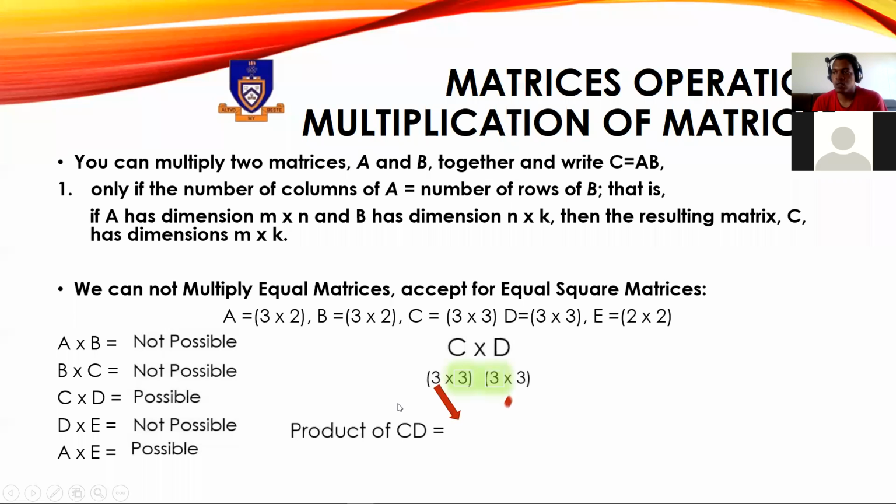Okay, so this is now showing you that if we multiply the ones that are possible, C times D, since we checked that the 3 is equal to the 3, then we know that this will also be a 3 by 3. That is our answer. For A times E, we have A is 3 by 2, E is 2 by 2. So the 2's there are what is equal, and the product will be 3 by 2. That is what our answer will look like at the end. So this activity in between here is how we check.